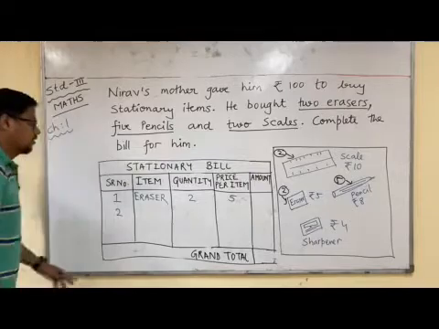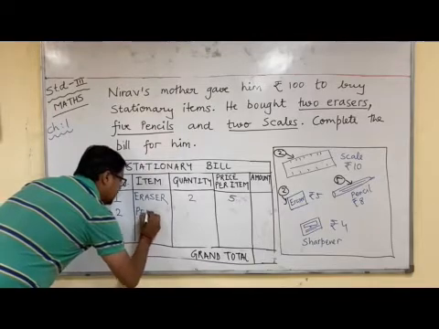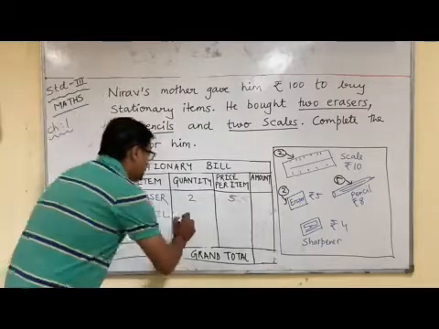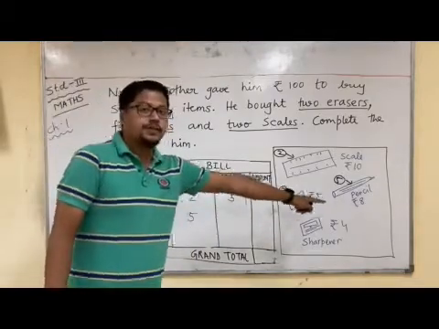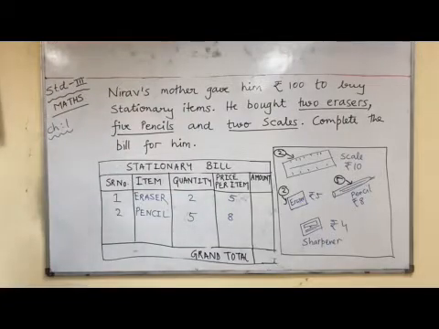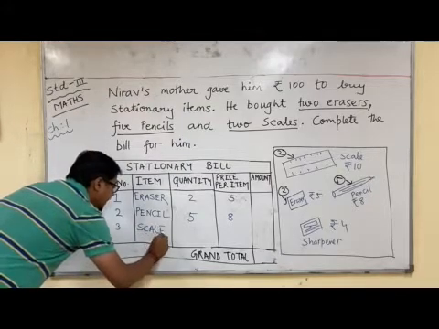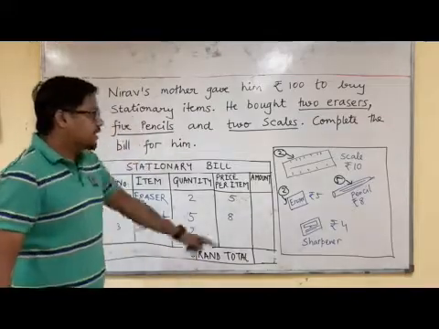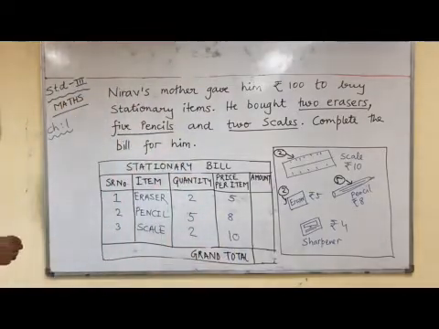Second. What is the second product? Pencil. How many pencils were purchased? 5. So we have written 5 here. What is the price per pencil? Rupees 8. So we will write 8 here. Amount we will calculate at the last. What is the third product, students? Scale. How many scales were purchased? 2. What is the price of each scale? 10. Now let us do the calculation.